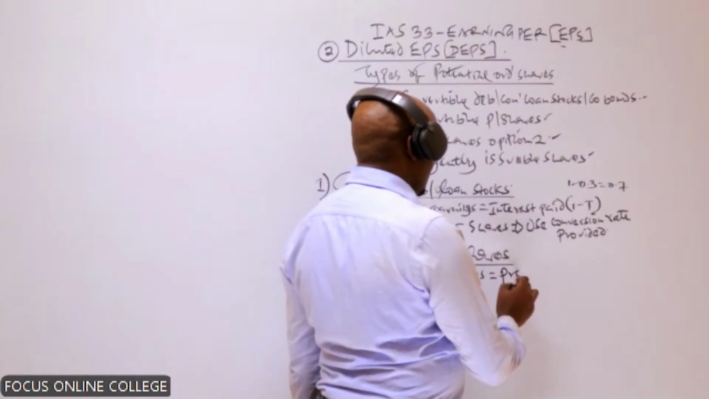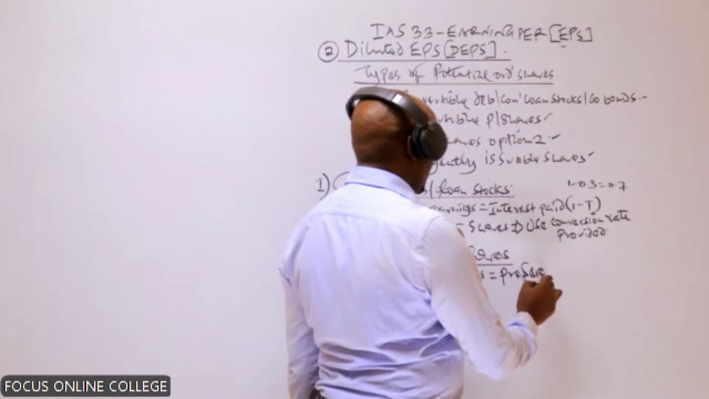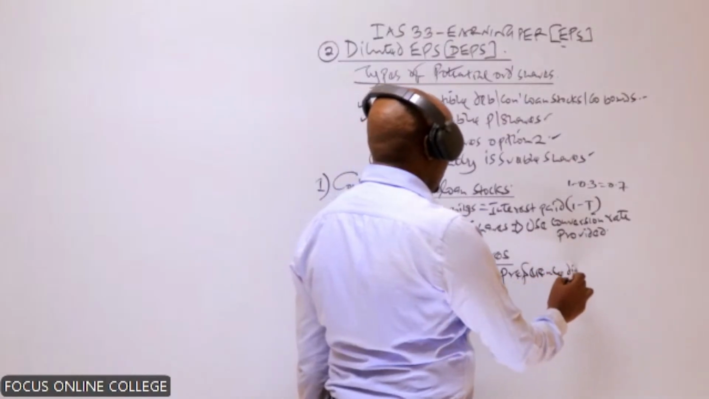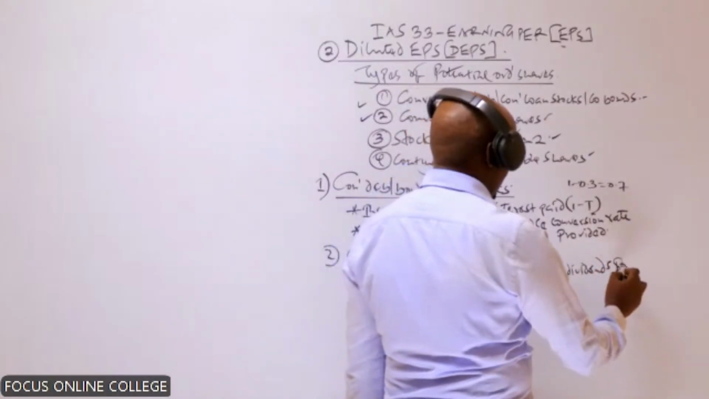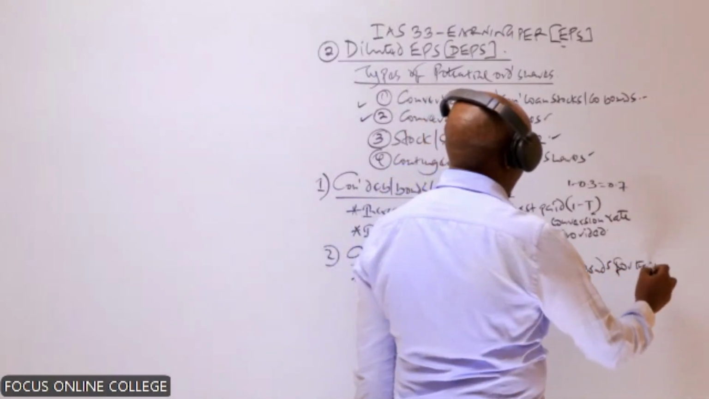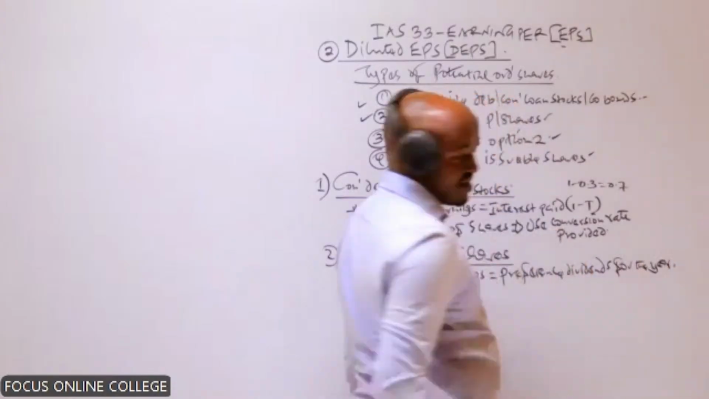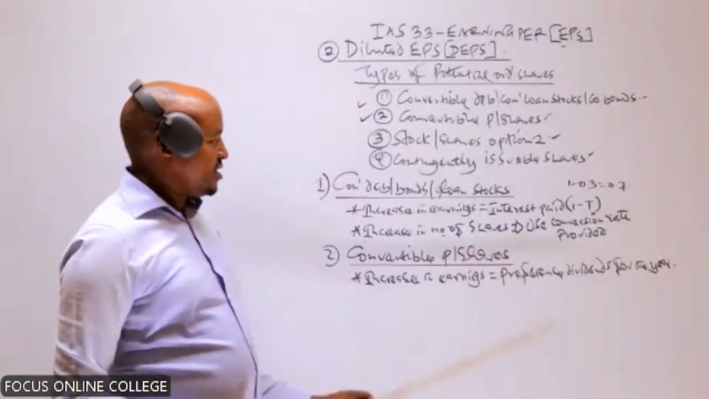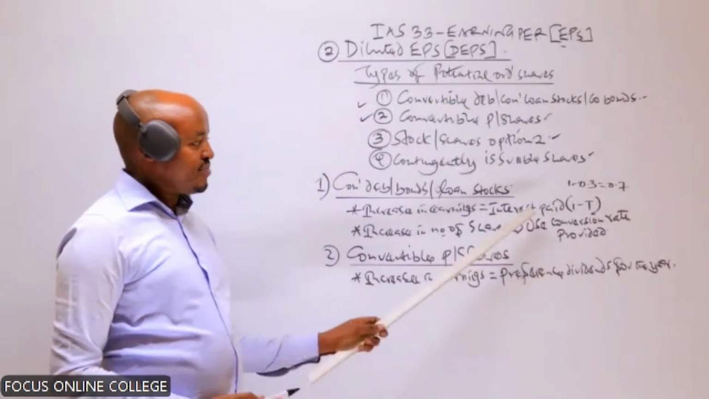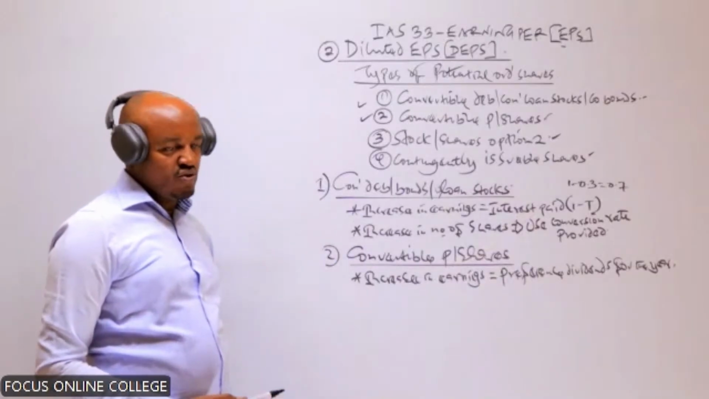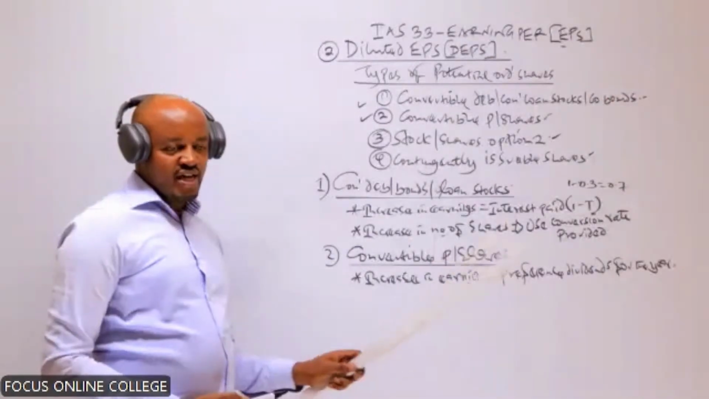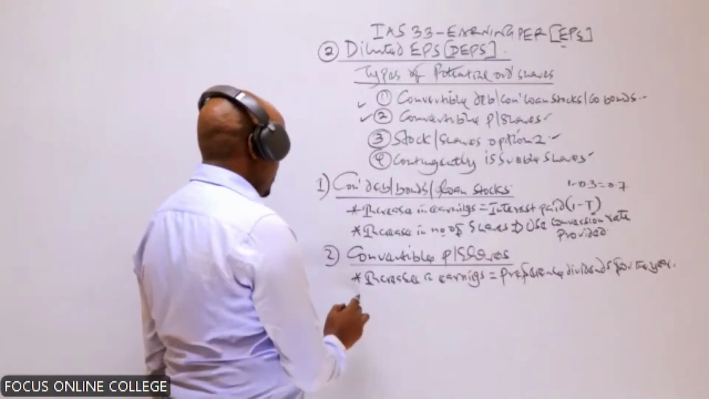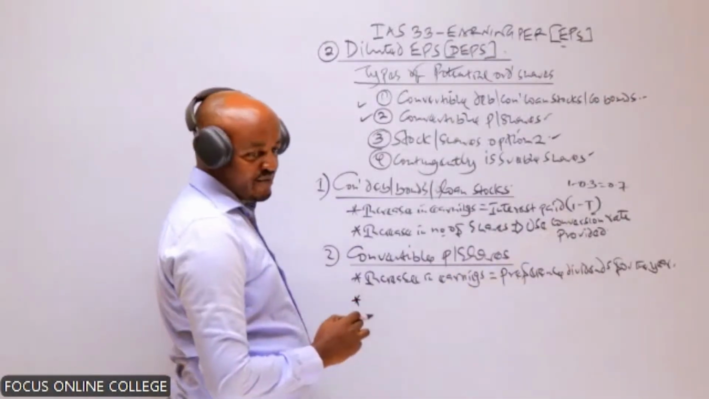The increase in earnings here is always equal to the preference dividend for the year. In this case, are we multiplying the dividends by 1 minus the tax rate? No, because dividends are not tax allowable. So that's why we are not multiplying them by 1 minus the tax rate.